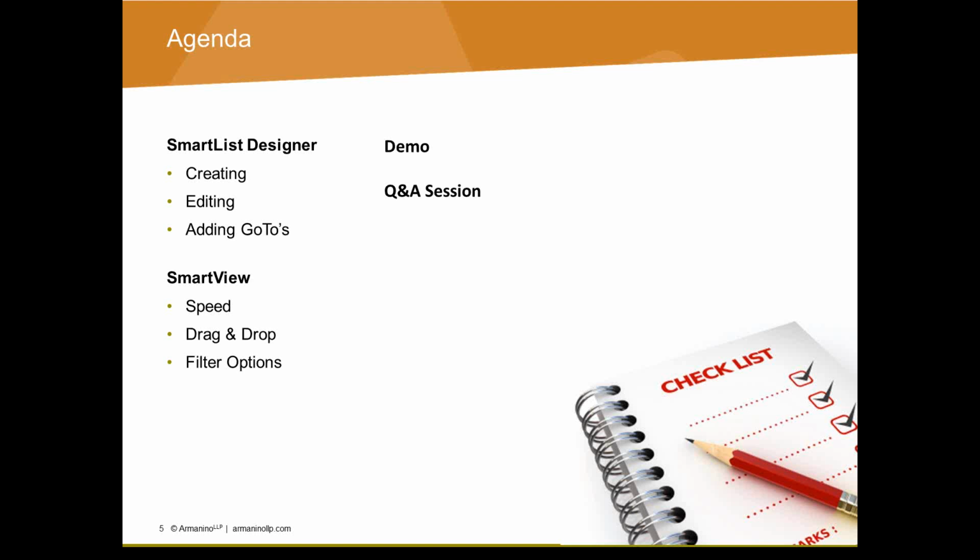We'll also look at another product. It's called SmartView. It's from a third party, and there are some advantages to SmartView. One is speed. I'll show you an example of how much faster it is than SmartList. And also it's a little better user interface. There are a lot more drag and drop options so that you can create your own smart lists or smart views a little easier. Also, there are multiple filter options, so it allows you to really pinpoint exactly what you want.